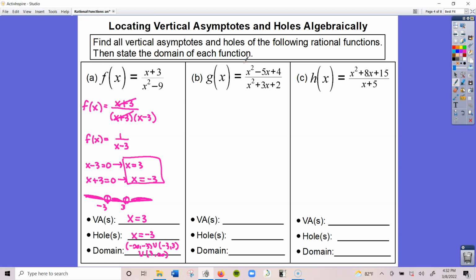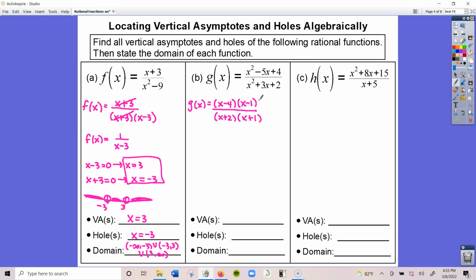Now let's try that over here. We have g of x is equal to x squared minus 5x plus 4 over x squared plus 3x plus 2. So we need to factor this completely. In the numerator, x squared minus 5x plus 4 is going to be x minus 4, x minus 1. And the denominator would be x plus 2, x plus 1.